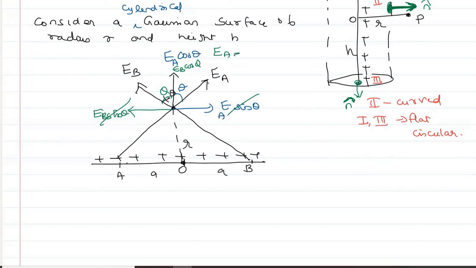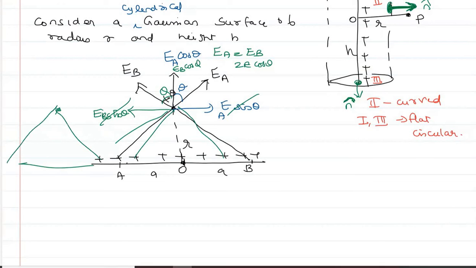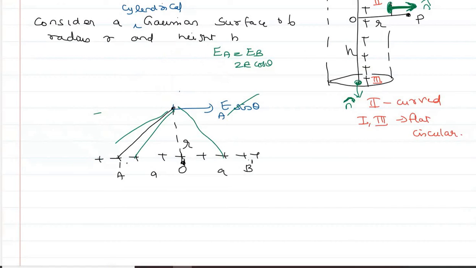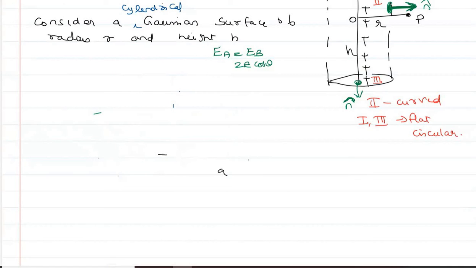Since E_A equals E_B, the net electric flux will be what? It will be 2E cos theta. This is due to one element from this side and that side. Similarly, there will be a number of elements, right? For each element you can take it this way. Or due to this charge, due to this charge. At this point, if you want, you consider from this charge, this one, this charge, this. Like this, you can consider infinite number of elements. But what is the net result? That is what I need.